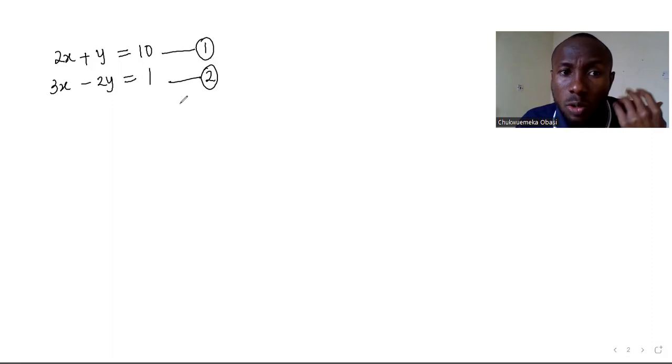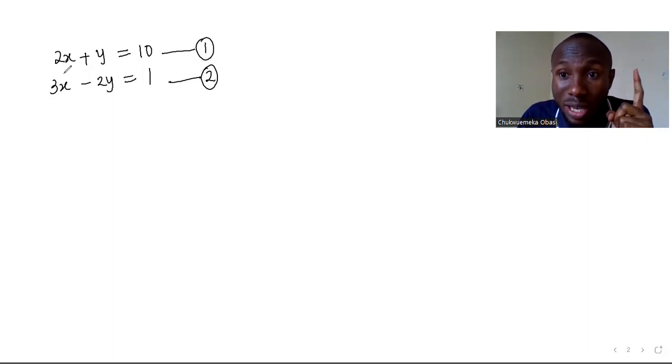And now I want to eliminate. If you look at the quantity of x here, it is 2, and the quantity of x here is 3. So they don't have equal quantities. And for y, the quantity of y here is 1, and the quantity of y here is minus 2. They don't have equal quantities. So now let me eliminate x.